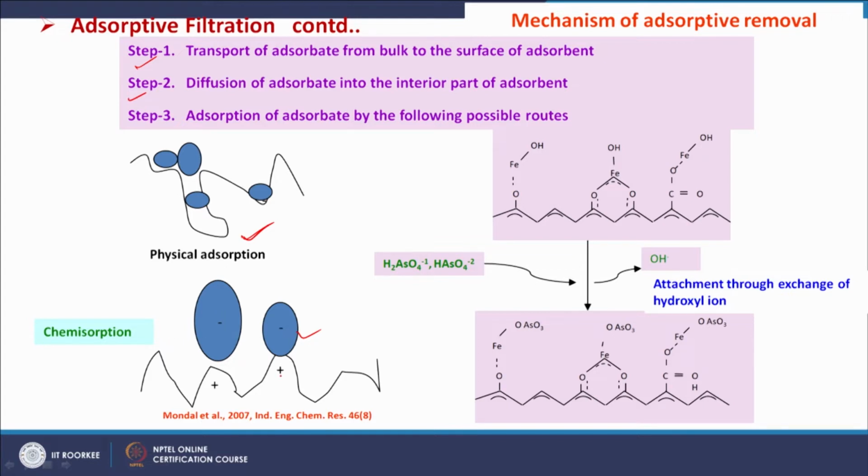Apart from that, an ion exchange mechanism can also take place here. For example, say we have ferrous oxide and ferrous hydroxide impregnated activated carbon surface, as presented here. If arsenic is present in the solution in negatively charged form, then the OH minus ion can be replaced by arsenite or arsenate ions. Like this, the surface will be converted into this form, where the OH is replaced by this one. That is called hydroxyl ion exchange. So, these are the different mechanisms through which adsorption can take place.